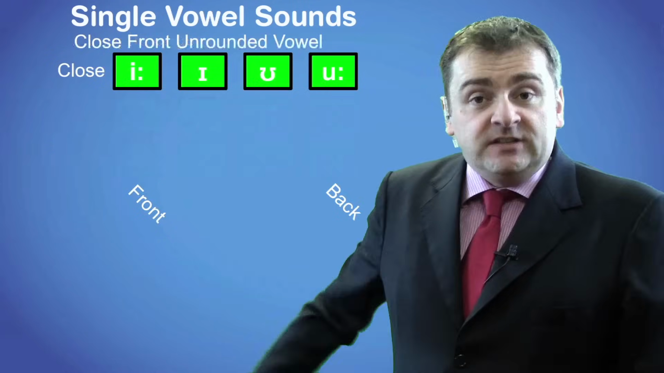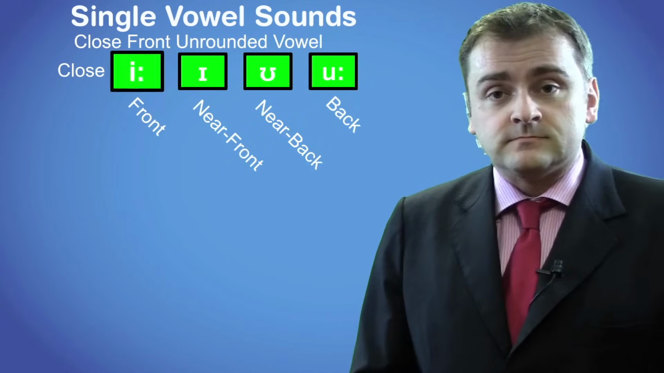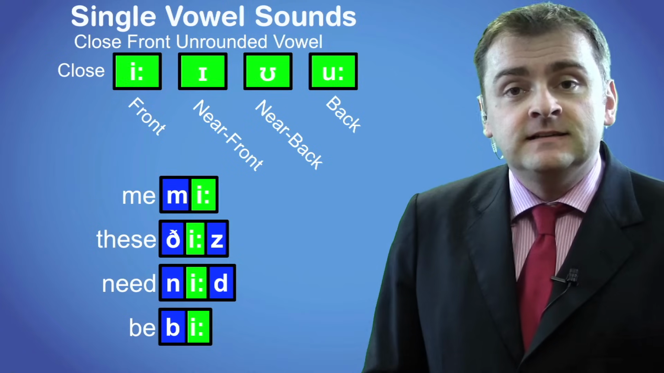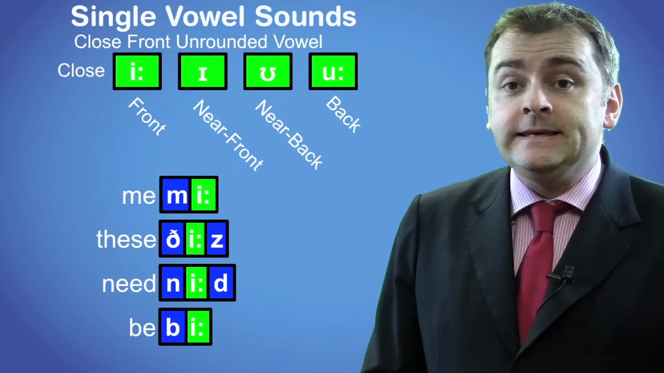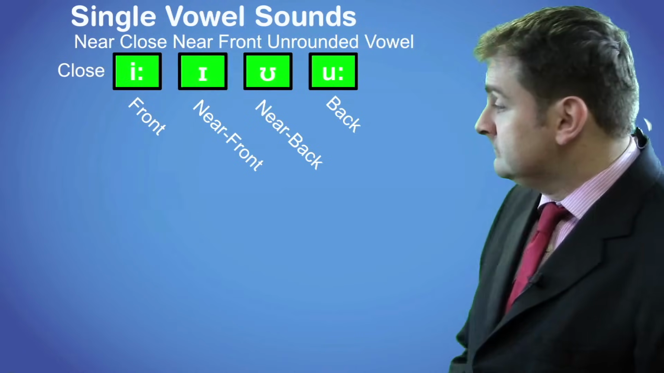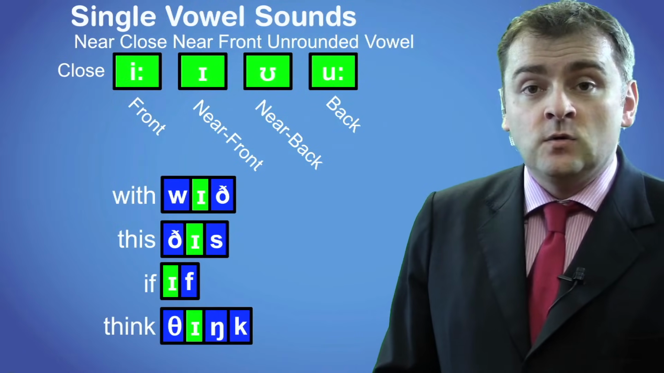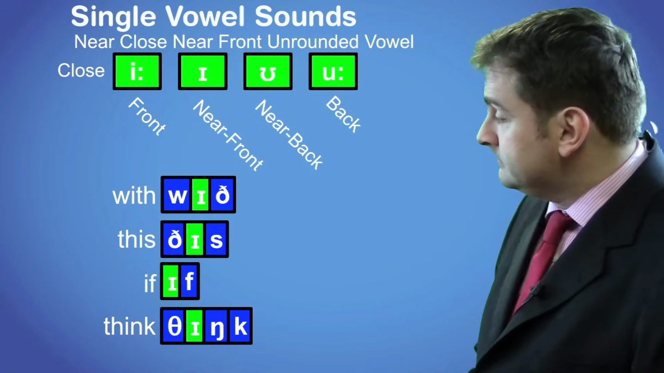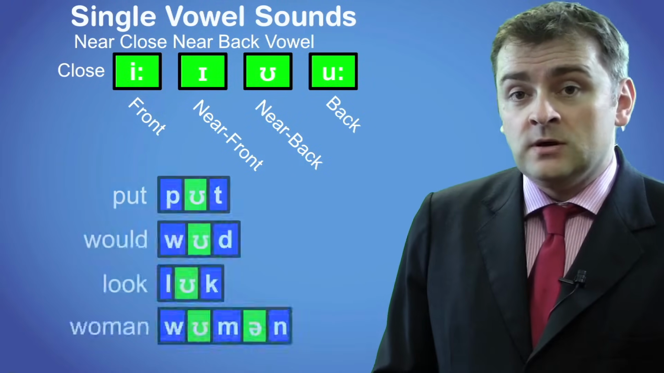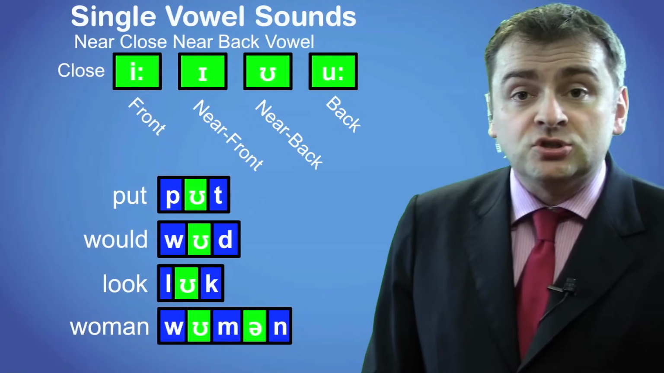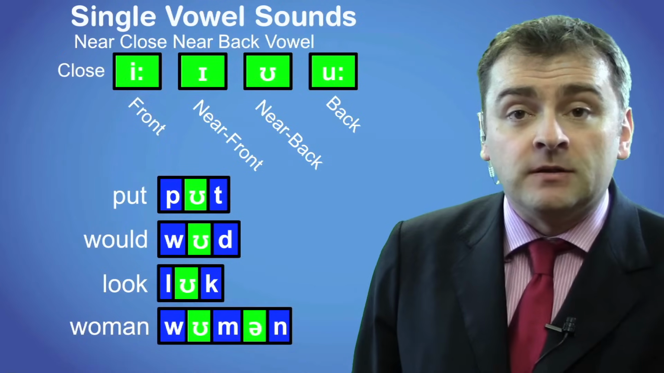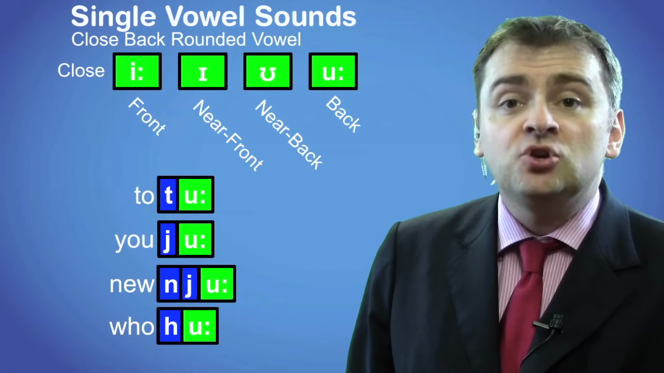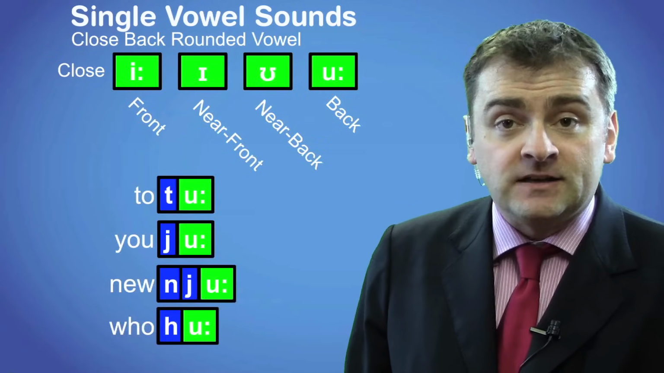Let's look at some example words for each sound. E, as in me, these, need, and be. I, as in with, this, if, and think. U, as in put, would, look, and woman. Oo, as in to, you, new, and who.